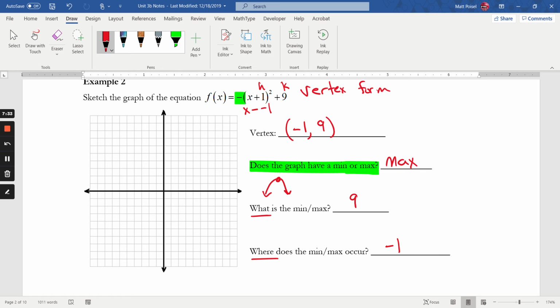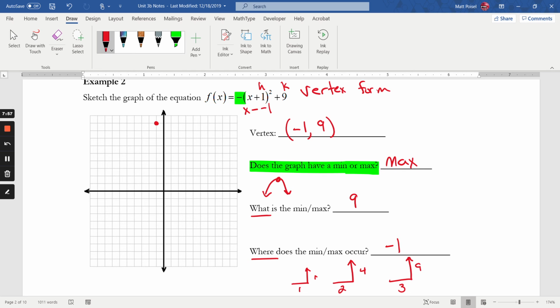Now let's go ahead and graph that. So go to negative 1, up 9. This goes back to transformations and knowing our parent graphs. Remember, for a quadratic, usually we go over 1, up 1, and then remember, squares, we go over 2, up 4. You could go over 3, up 9.